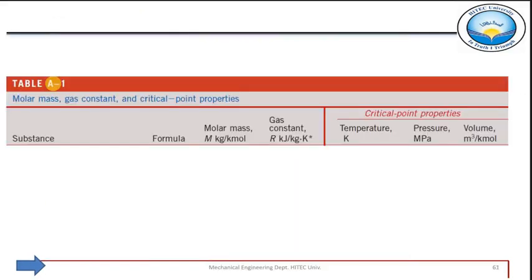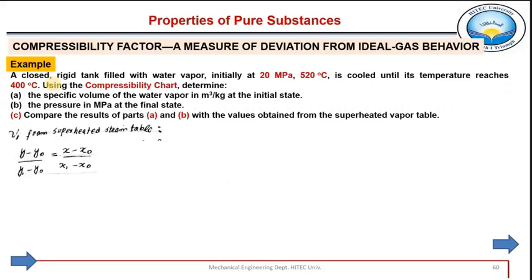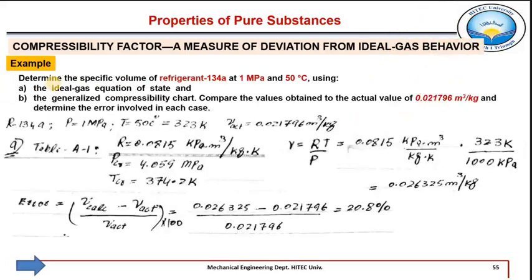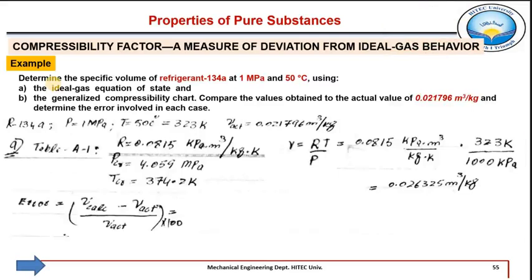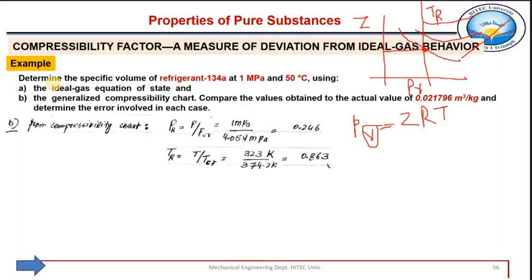So now let's go back. We were here. Now from the compressibility chart for PR of 0.246 and TR of 0.863, we have calculated the Z factor, which is 0.84. Now we can calculate V using PV equal to ZRT, where Z is now estimated as 0.84. Or in other words, V is equal to Z times V ideal, which we have already discussed.